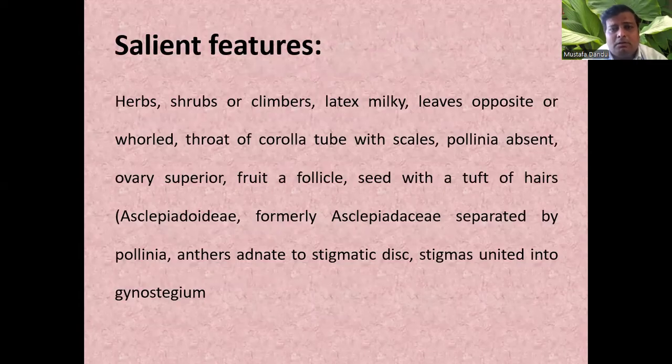Latex is milky, leaves are opposite. Corolla is in tube form, scales are present, pollinia are absent. In some cases, ovary is superior. Fruit are mainly follicles. Seed with a tuft of hair is present. Asclepiadaceae, formerly known as Asclepiadaceae, is separated by pollinia. Anther attached to the stigmatic base.